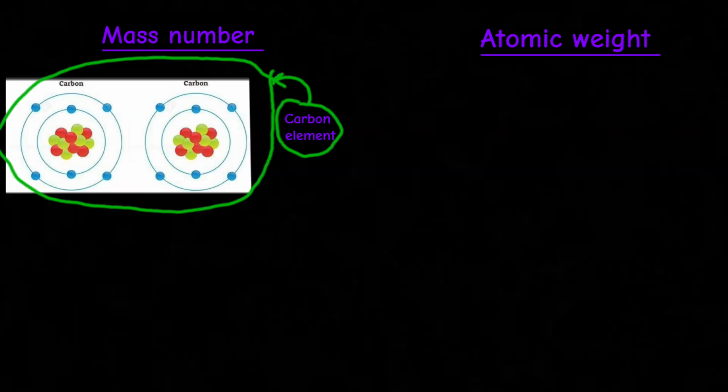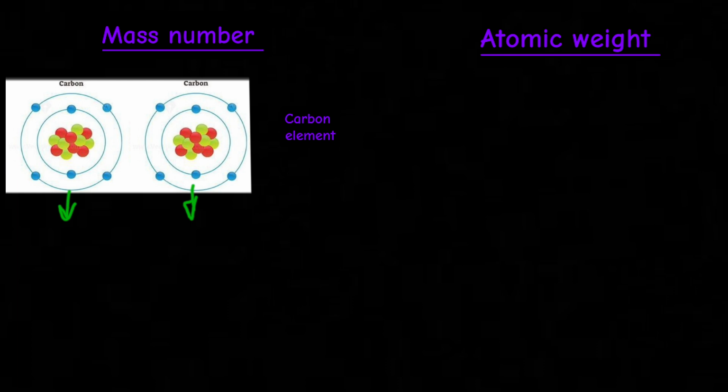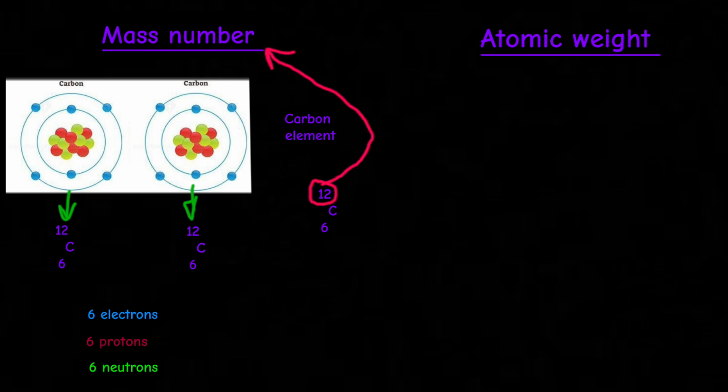Consider a carbon element that consists of many carbon atoms, each carbon atom represented by carbon-12 (C, subscript 6, superscript 12). This means that each carbon atom consists of 6 electrons, 6 protons, and 6 neutrons. The overall representation of this element is also carbon-12. This number is the mass number.